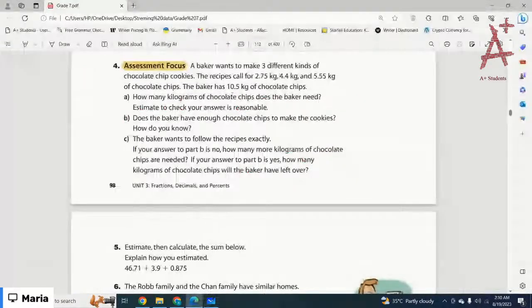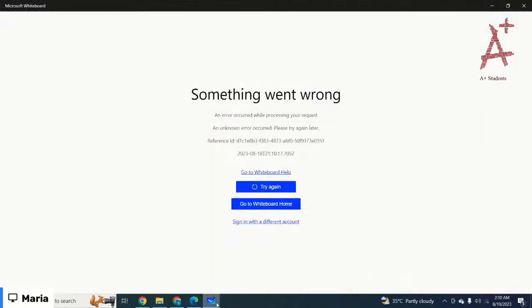You can see the baker has 10.5 kg of chocolate chips. Part B is, does the baker have enough chocolate chips to make the cookies? No, he needs 12.7 kg, but he has 10.5. So 12.7 is more than 10.5 kg. Next is part C: the baker wants to follow the recipe exactly. If your answer in part B is no, how many more kilograms of chocolate chips are needed? We answered no in part B, because the chocolate chips he needs for the recipe is 12.7 and he has 10.5. Let's see how much he has to buy.